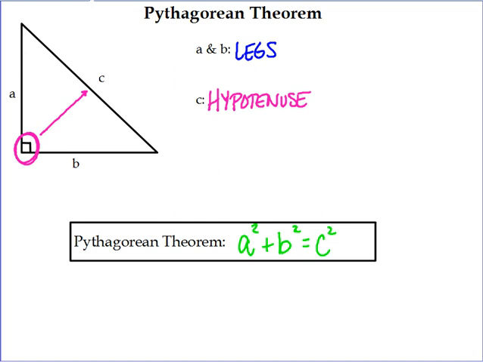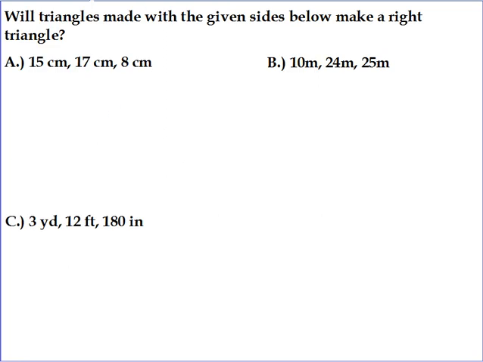So the first slide here just asks, are these a right triangle or not? If I were to give you 3 popsicle sticks or 3 drinking straws that measured 15 centimeters, 17 centimeters, and 8 centimeters, and you formed a triangle, would that be a right triangle? So the way we're going to do this is, first you have to look and see where's the biggest side. The biggest side is 17, so that's going to be our C. Now I'm just going to plug these numbers into the Pythagorean Theorem. A squared plus B squared equals C squared.